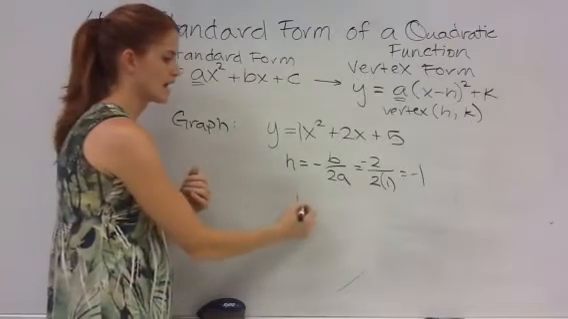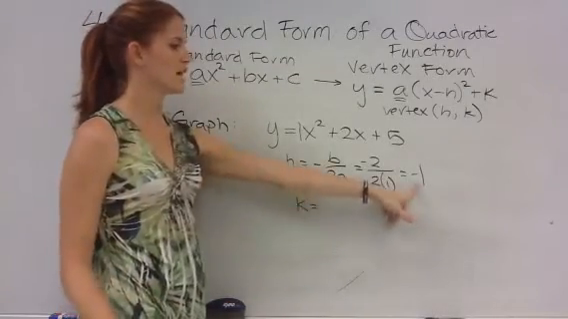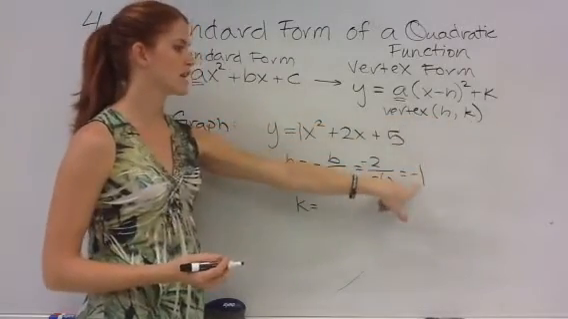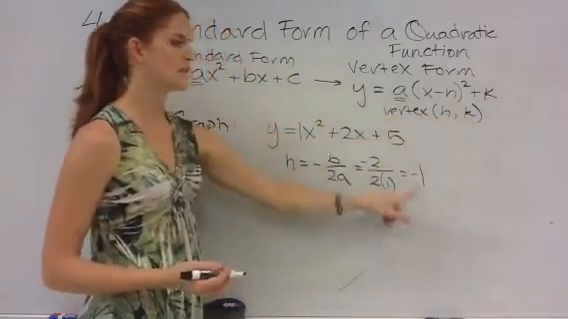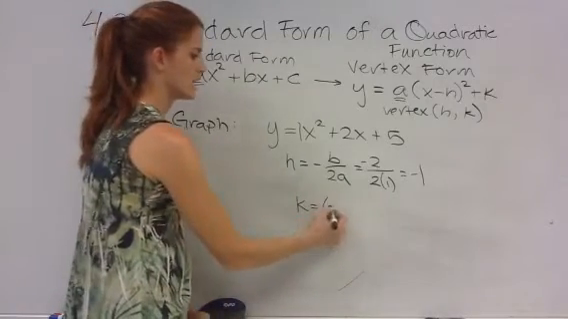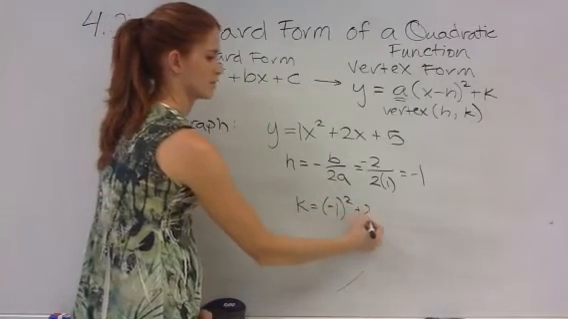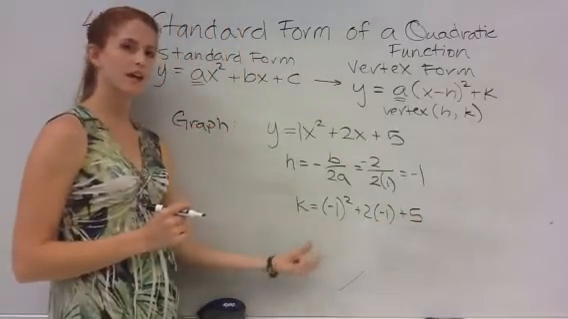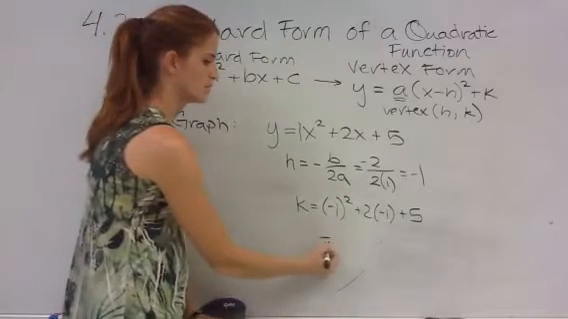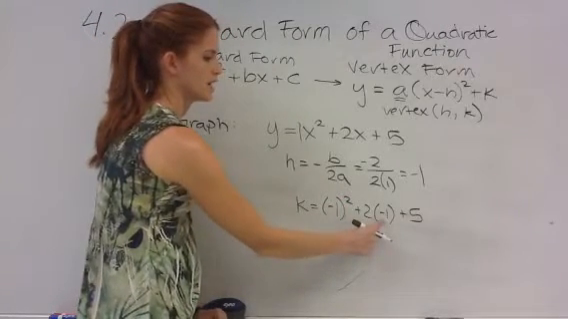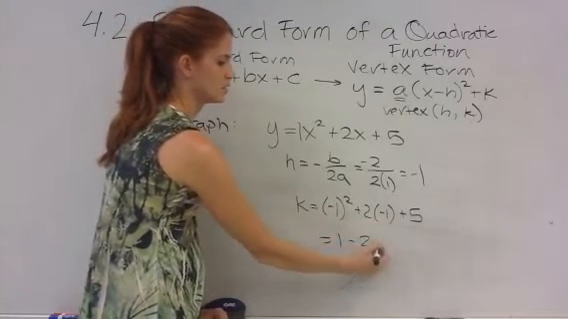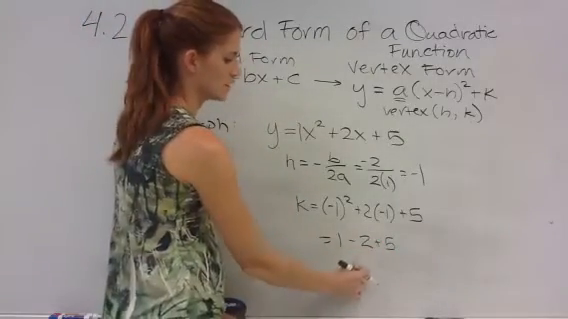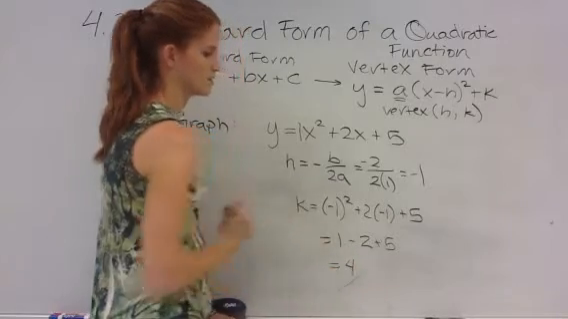To find k, we plug in the negative 1 here and here because this is the h value for the vertex. The k value goes along with the h value. So I plug in negative 1 for x. Then I'm going to simplify. My negative 1 squared gives me 1. My negative 1 times 2 is going to give me a negative 2. I simplify. It's going to give me a negative 1 plus 5 gives me 4.